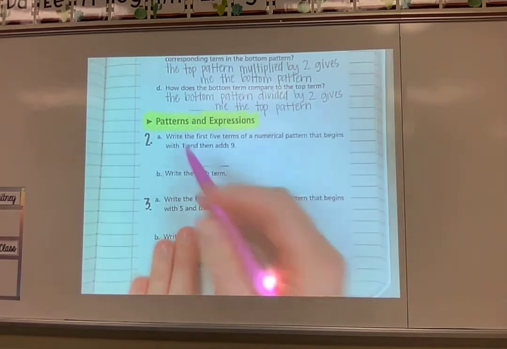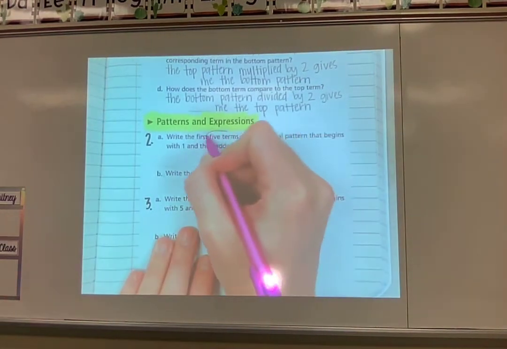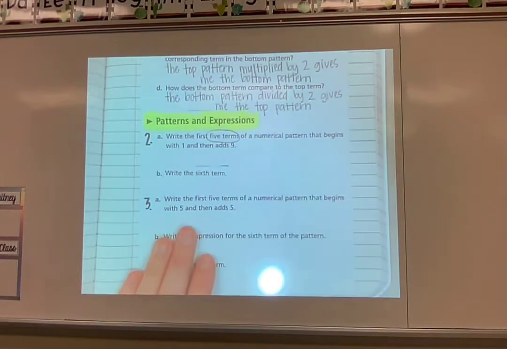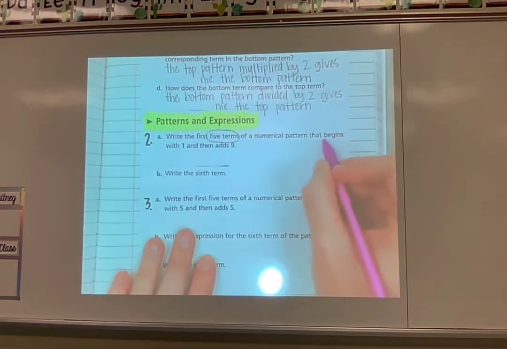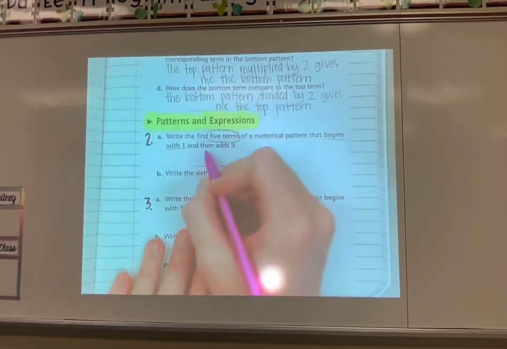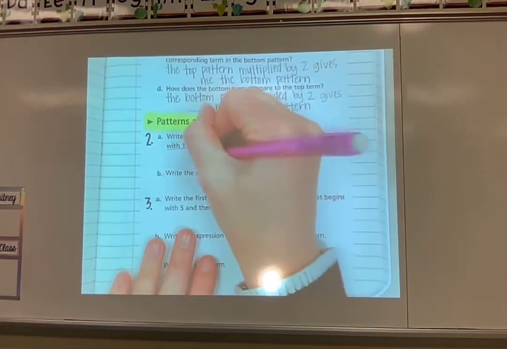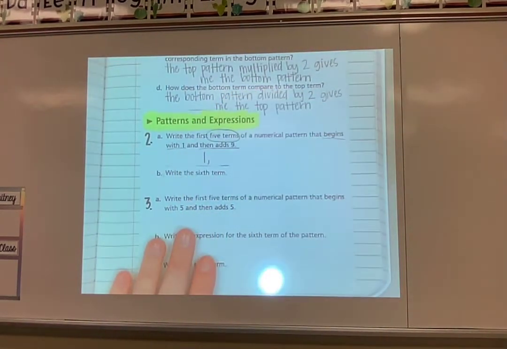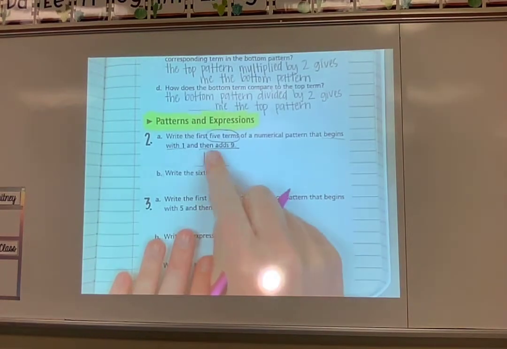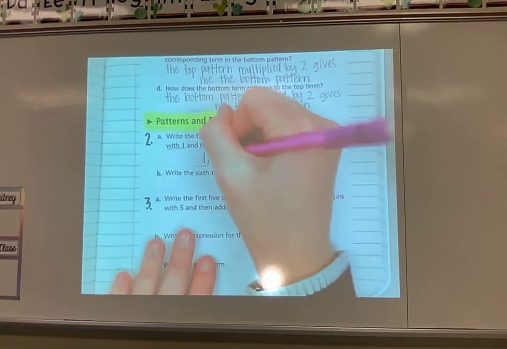Number 2 says, write the first 5 terms of a numerical pattern that begins with 1 and then adds 9. All right, begins with 1, so 1 is my first number. Then to get my next term in my pattern, I need to add 9, so that would give me a 10.